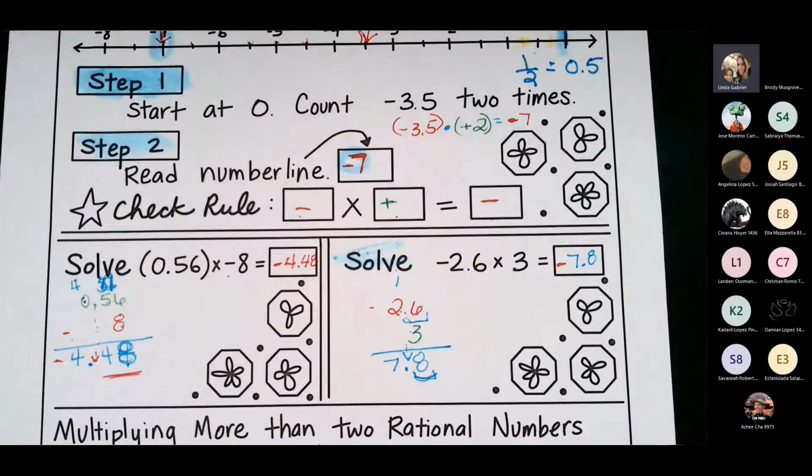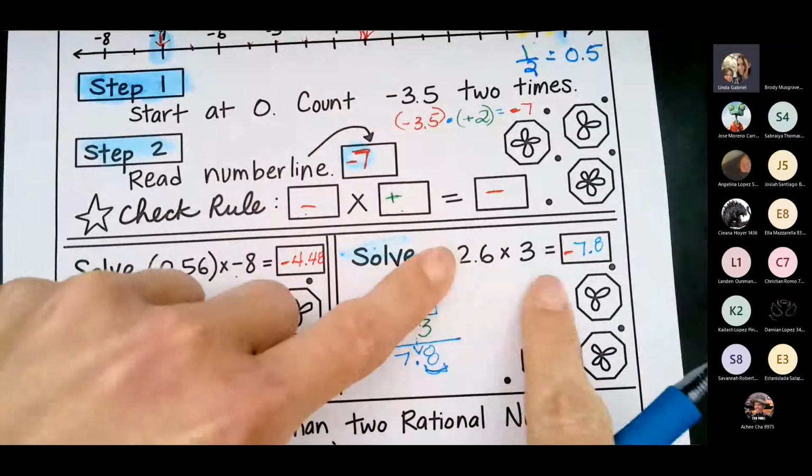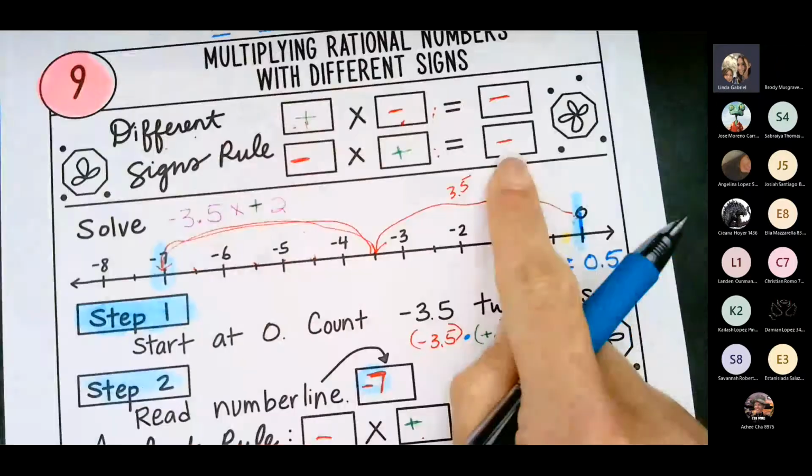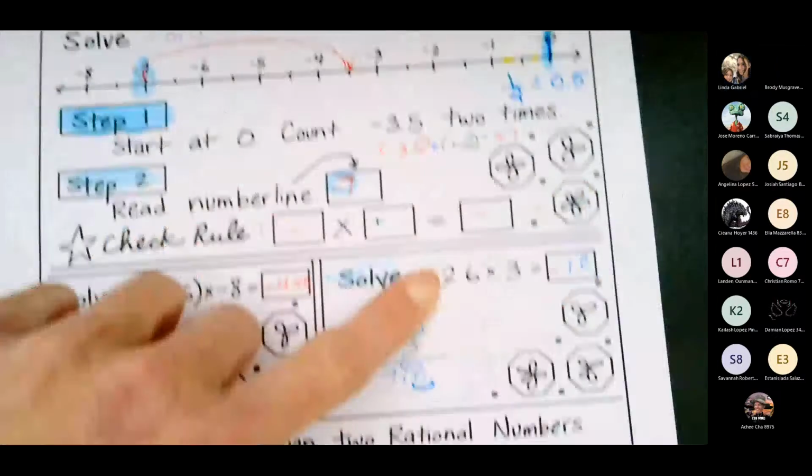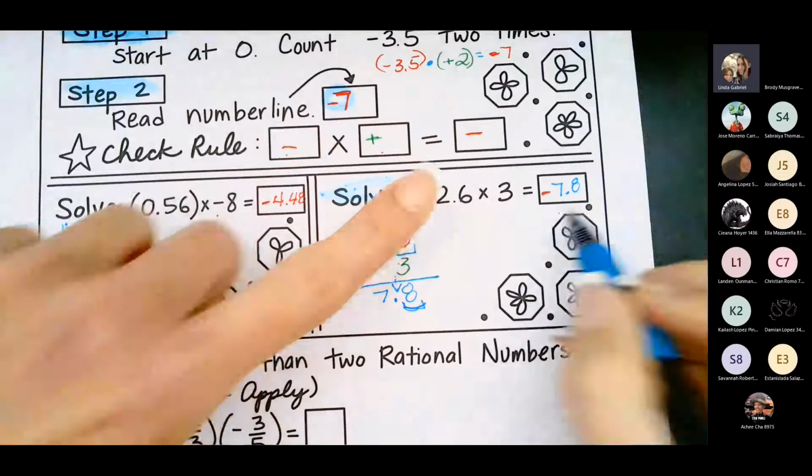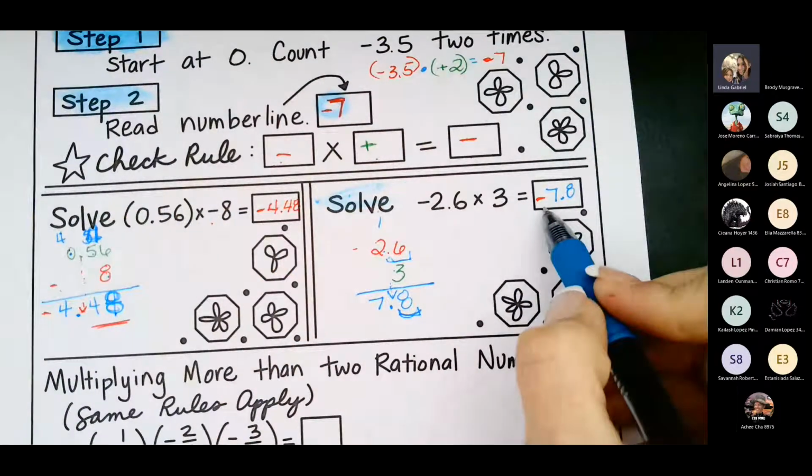I just simply multiply these two numbers, and I know that the answer is going to be negative, right? Because of my rule. I don't have to do anything fancy. I just need to know that my answer will be negative, right?